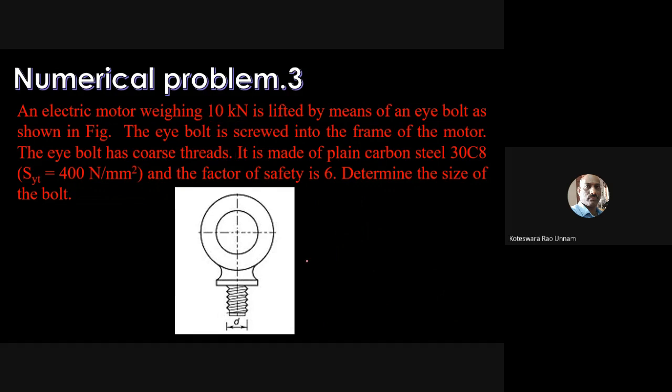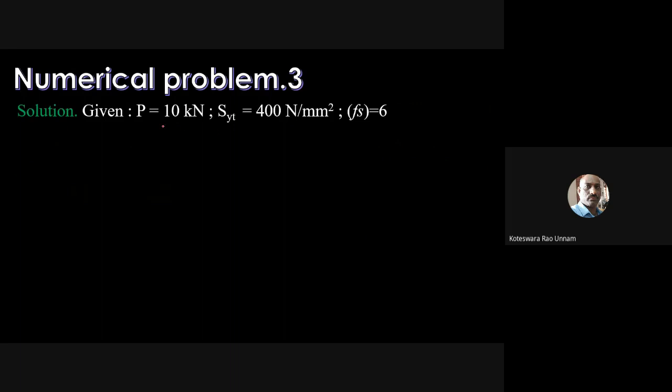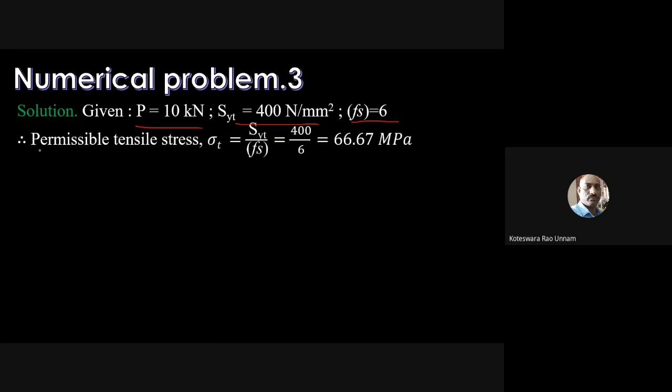Now I'll show you the calculation part of this problem. He has given P as 10 kilonewtons, Syt as 400 Newton per mm square, and factor of safety as 6. Then the permissible tensile stress is nothing but Syt by factor of safety, which is 400 by 6, which comes out as 66.67 MPa or Newton per mm square. Both are the same. 1 MPa is equal to 1 Newton per mm square.